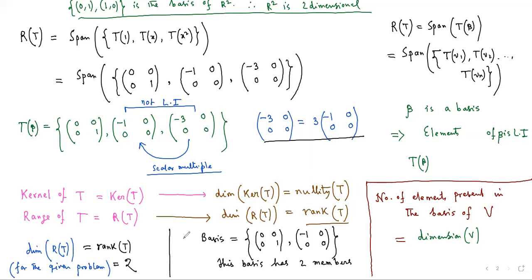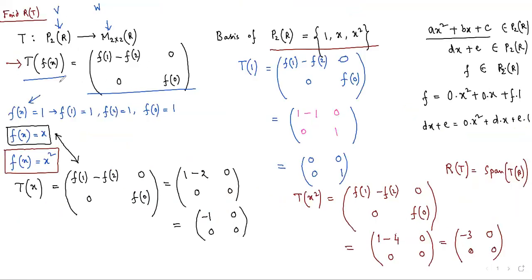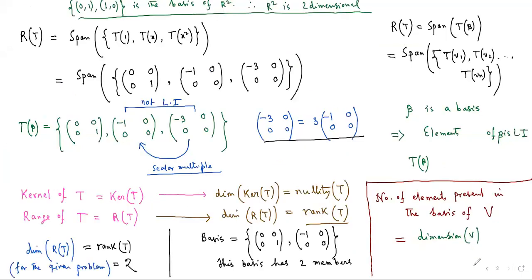So in an examination you may find this type of problem, where they give you this type of transformation and ask you what is the basis of R(T), or what is the dimension of R(T). They can ask you to find the rank of T. Okay, understood?